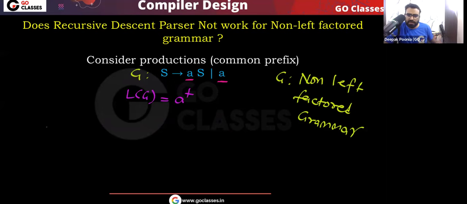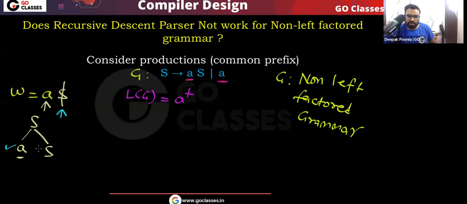For example, let me take some string, W equal to A. What will the recursive descent parser do, tell me. If I take W equal to A, then we will start from the start variable. Then we will apply this production. Remember, initially this is the current input symbol. You can see this A and this A are matching. So I got a small local victory. Now I will move to the next symbol on the input string.